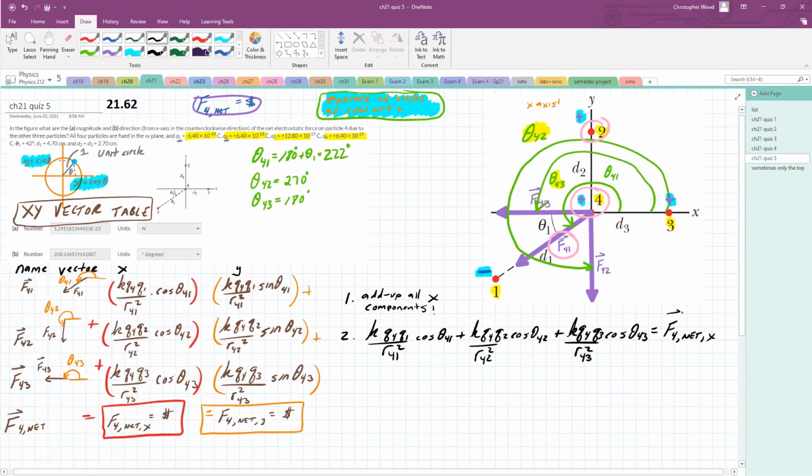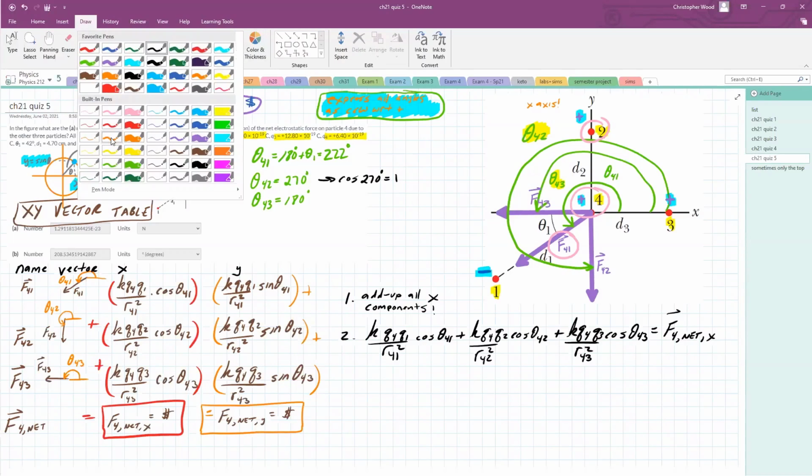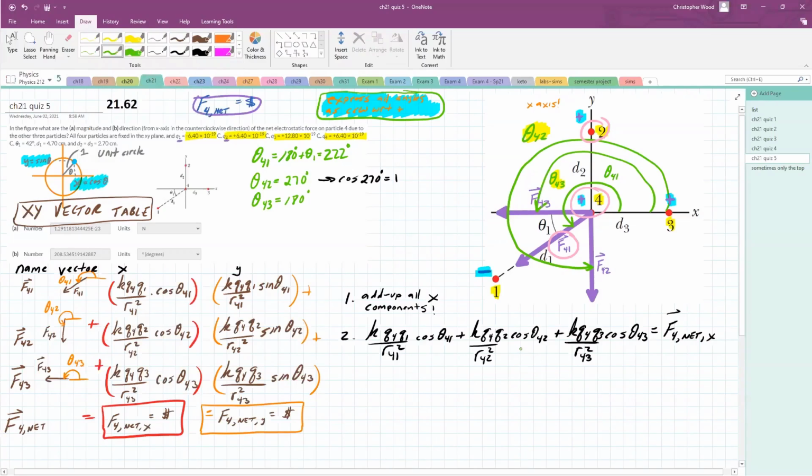Now maybe we can do a little bit of low-hanging fruit. In this case, theta 42 is 270, and I know the cosine of 270 equals 0, thanks to the unit circle. And your calculator. If you didn't know that from the unit circle, you know that from your calculator. So I'm going to start doing some simplification. For theta 42, this whole term equals 0. All right, let's do an update. And then the y component is going to go way faster.